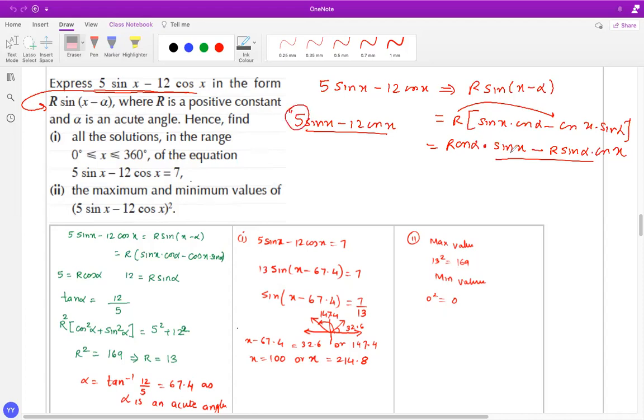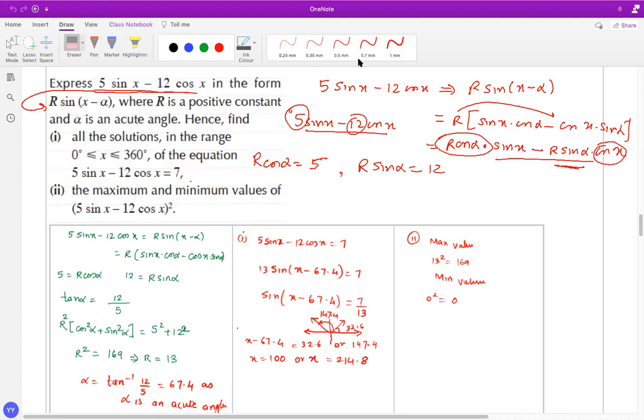So R cos alpha equals 5. And second, here you can see a minus, and you get R sine alpha equals 12. So the coefficient of cos x here is R sine alpha, and here it is negative 12. So this gives R sine alpha equals 12.